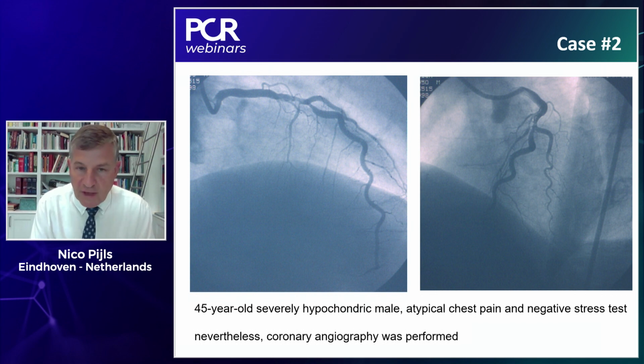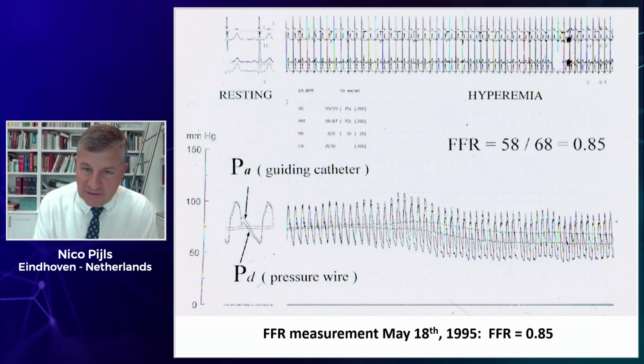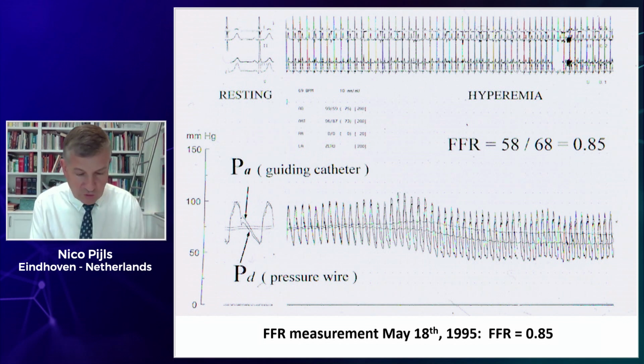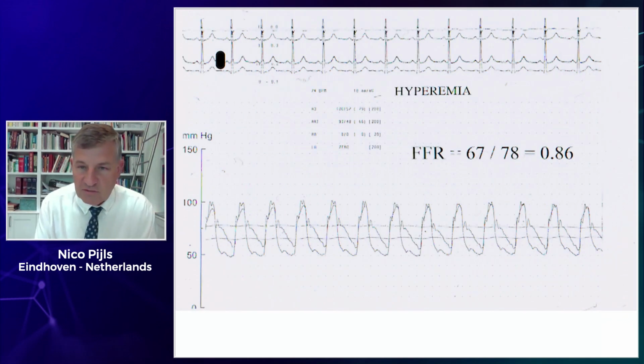This time, it was Mamdouh El Gamal who did the procedure, and he asked me also to test our new experimental FFR method. And if you look at the registration, again, the paper registration, you see an unambiguous, nice recording with IV adenosine, and FFR this time is 0.85. Here you have the detail at a higher speed, and also already at that time in 1994 or 1995, it was very reproducible, 0.86. Mamdouh considered the lesion nevertheless as significant, and he decided to perform PCI.